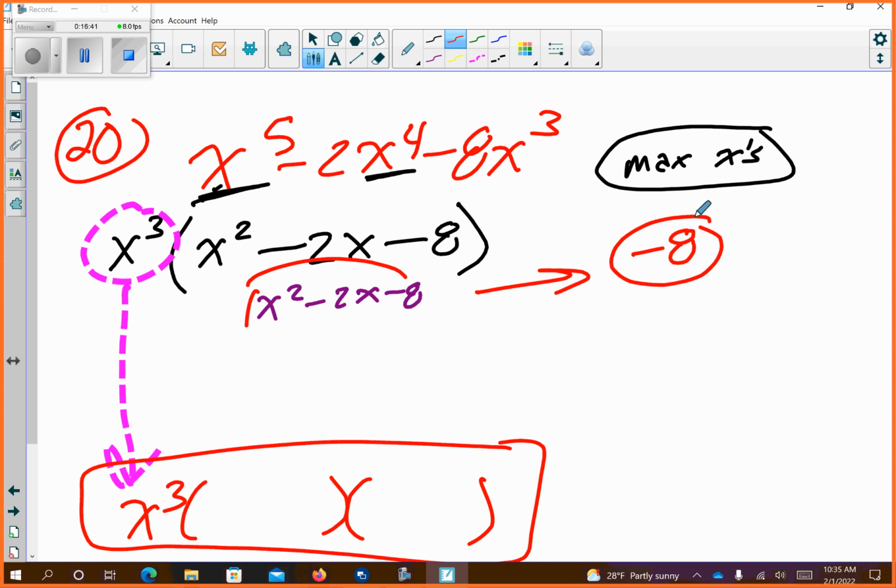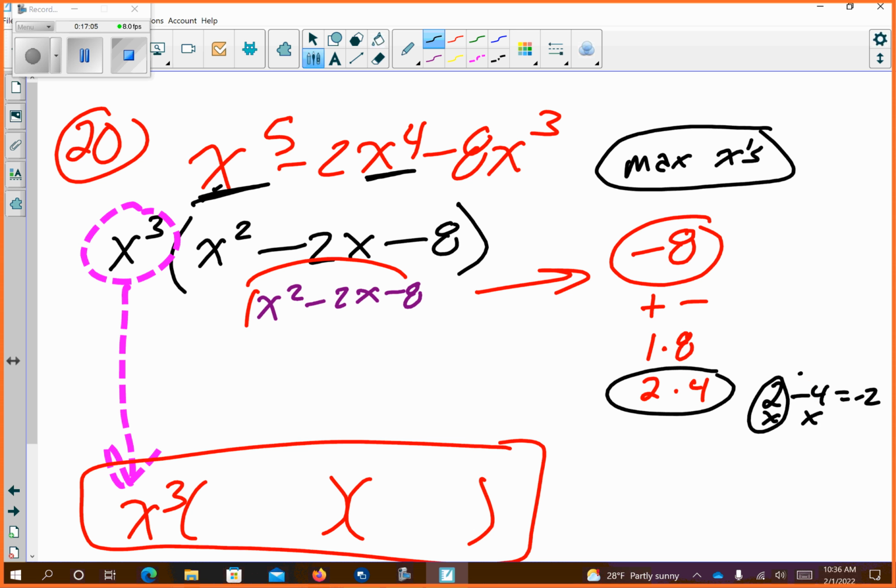What do you know about getting a negative number when multiplying? Good, negative and positive. Thank you. So I have 1 times 8 and 2 times 4. Which ones are going to work to add up to negative 2? Yeah, this is going to work. So I'm going to have 2 minus 4 equals negative 2. So make sure you have an x with each of those. And then I have plus 2x minus 4x.